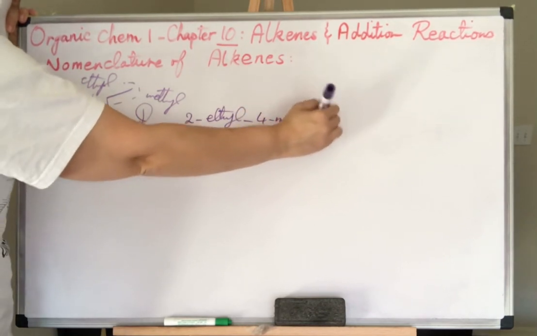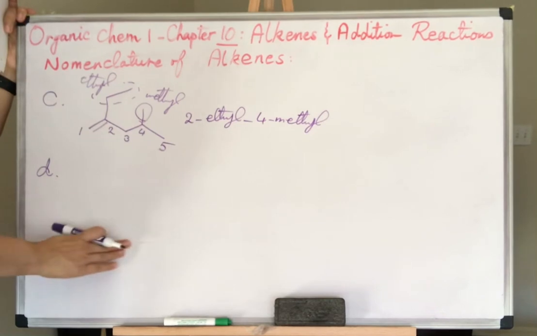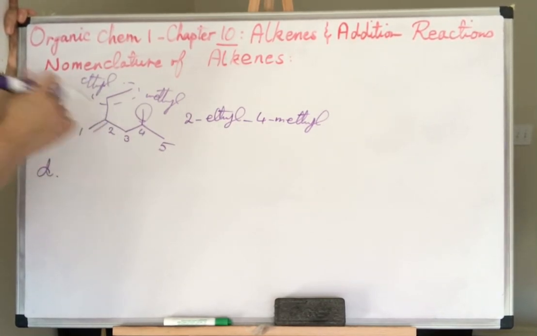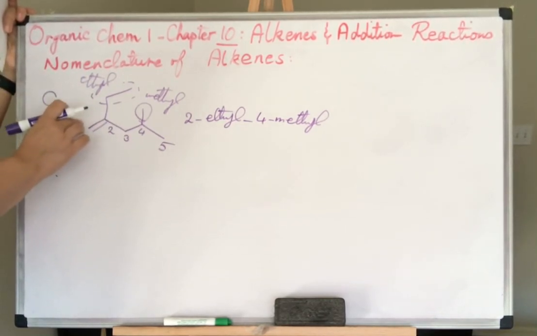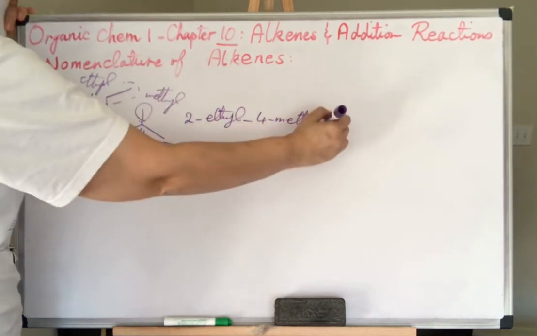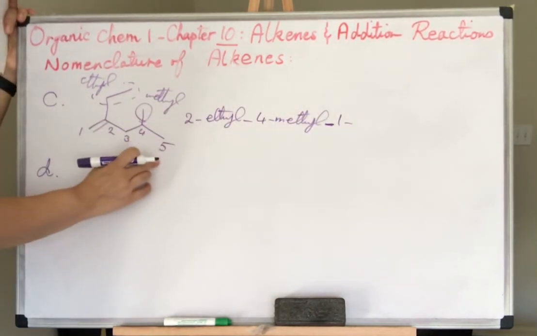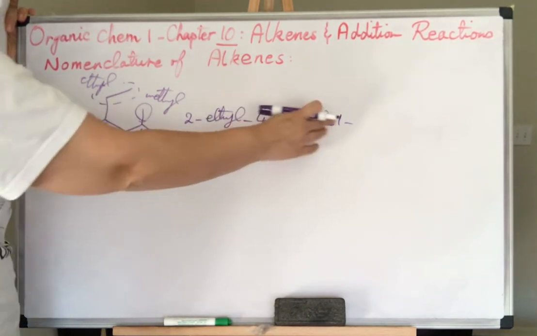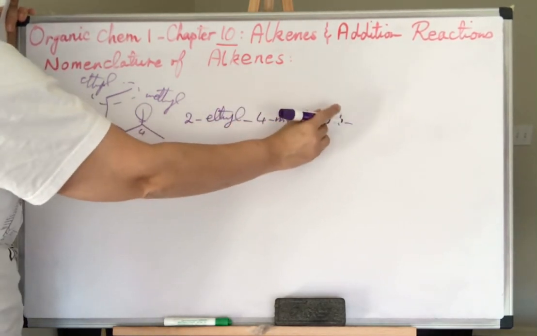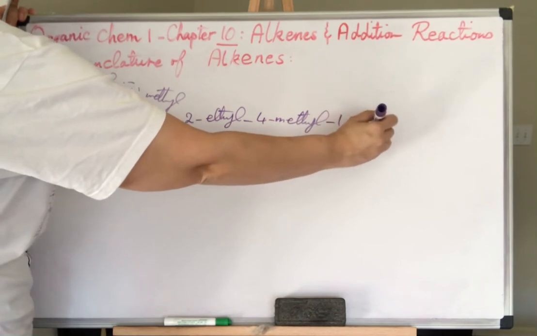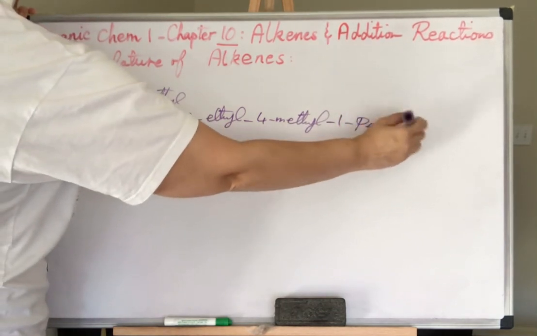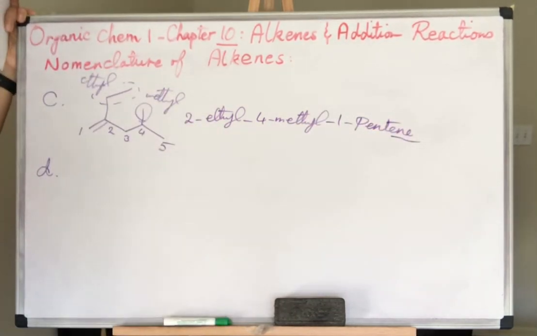And it's time to mention the location of the double bond. That's the difference between alkenes and alkanes. Where does the double bond start? On the first carbon. And how many carbons do you have? 5. If it was an alkane, it would be pentane. But this is an alkene, so this is pentene. Be careful about the ending.